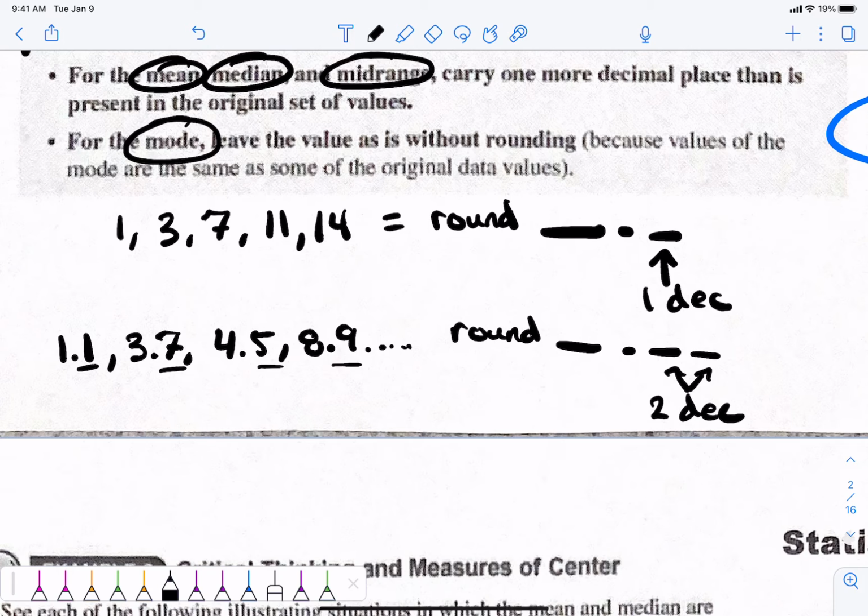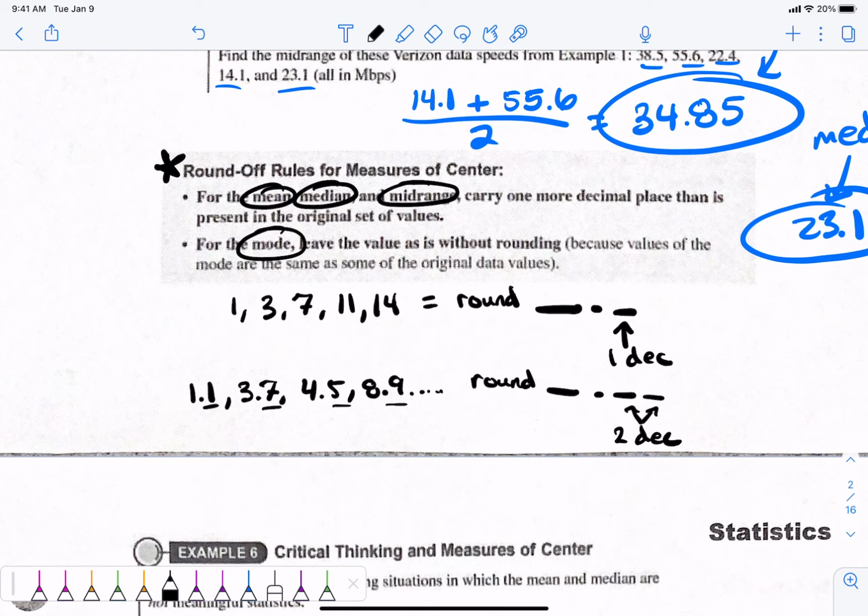But for the median, you only have to do one more decimal place if you're having the average of the two middle numbers, right? If it has an exact middle number, you just use that exact middle number, right? But if you have two numbers that you have to average together, that's when you do this, okay? Mid-range, same thing, okay? So rounding rules, one more decimal place.